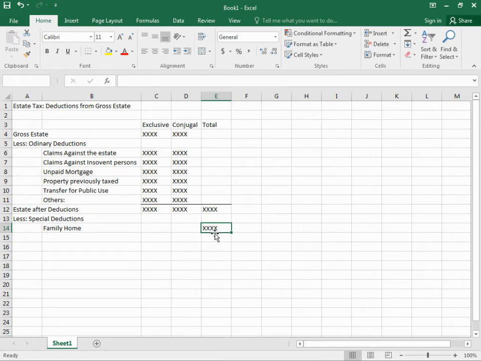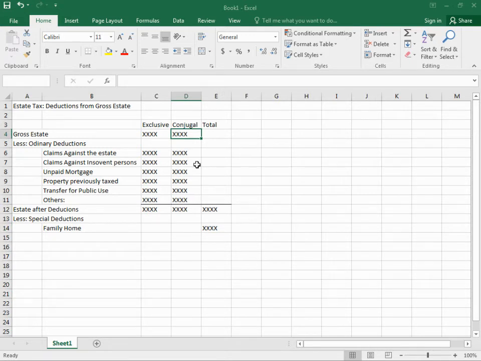Pag sa family home pala, yung ating deduction would be on the total gross estate na. So, kapag yung family home is an exclusive property, kunwari, nandito siya, di ba? Tapos, ang value niya is, sabihin natin, 15 million. Ang family home deduction natin will only be 10 million. Okay? Because that is our ceiling, or I mean, our limit for family home deduction.